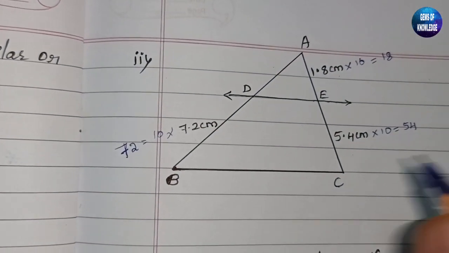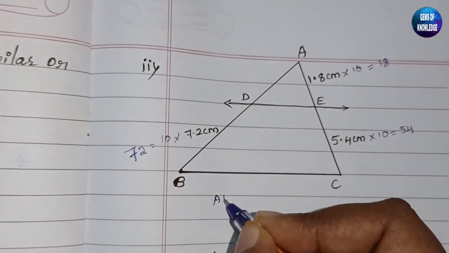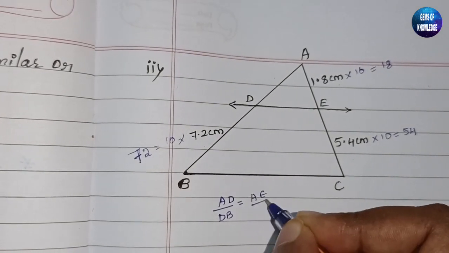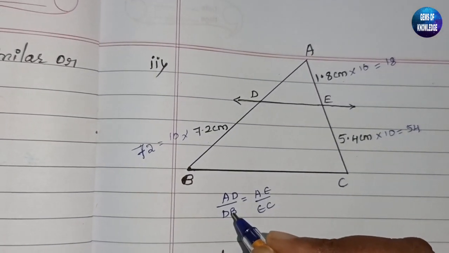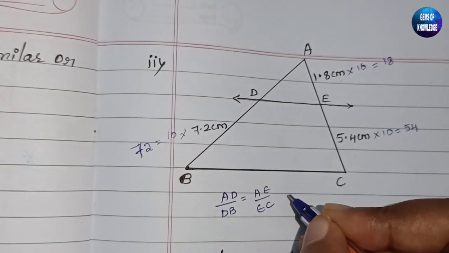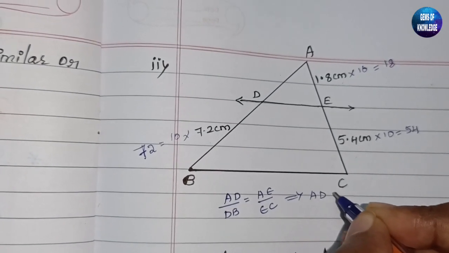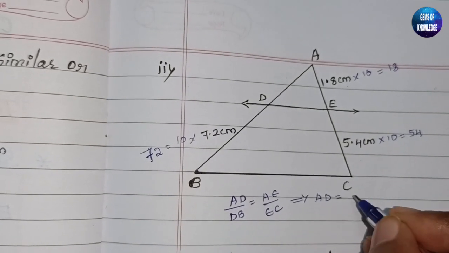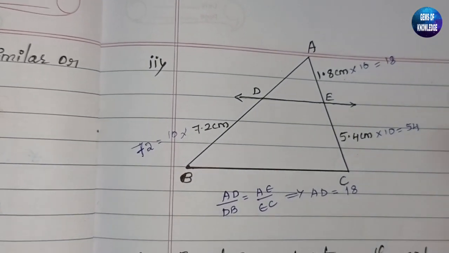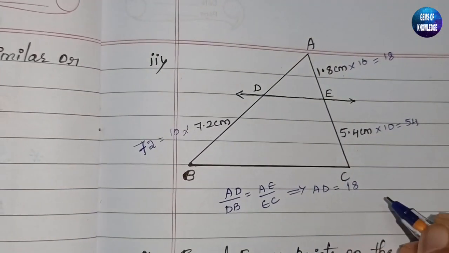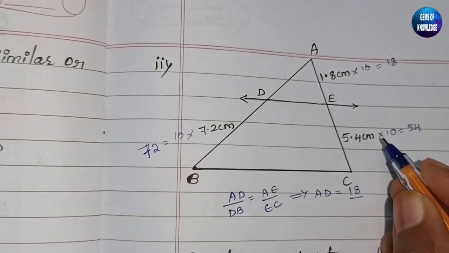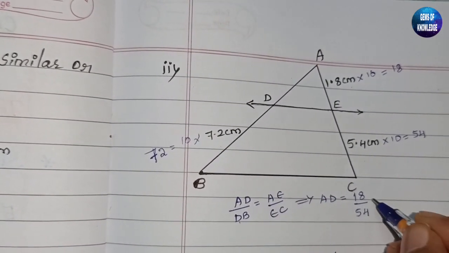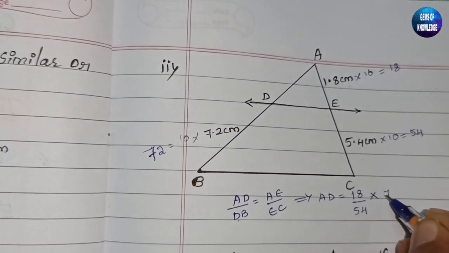Okay, so now let us write AD by DB. So we know the formula, that is AD by DB is equal to AE by EC. AD we don't know, so we will keep AD as it is. AE is 18 we got, after multiplying. Then it is divided by EC. EC value we are having 54, and this DB, if we bring to this side, it will become multiplied by DB, that is DB value is 72.